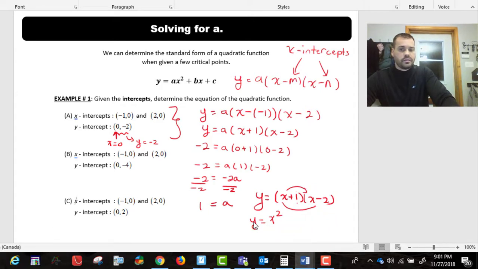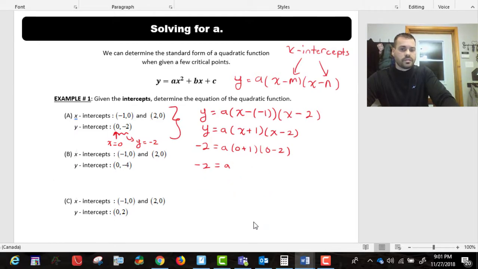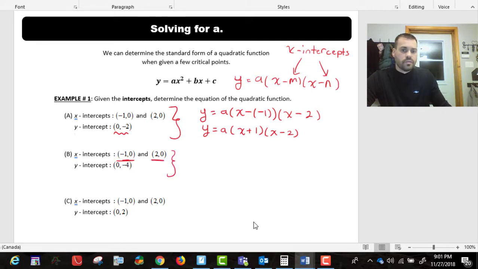So we'll erase this stuff. But as we're doing that, you can think, what are the x-intercepts in my next one? And actually, the x-intercepts are exactly the same. So I'm going to stop right here, because you'll notice the x-intercepts are the same. So this equation still holds true. It's still y is equal to a times x plus 1 times x minus 2. The only difference is now we've changed the y-intercept. The y-intercept is now minus 4. So I'm going to plug in minus 4 for y and 0 for x.